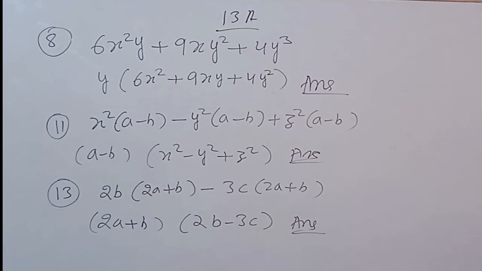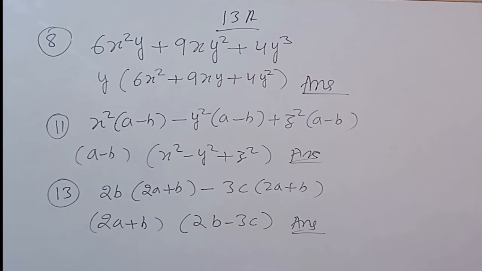Now I am taking question number 11: x square in the bracket a minus b minus y square in the bracket a minus b plus z square in the bracket a minus b. Whenever we inspect that, we will find that a minus b is the maximum divisor, the greatest binomial that can divide each term completely. Taking a minus b outside, we will have inside the bracket x square minus y square plus z square.